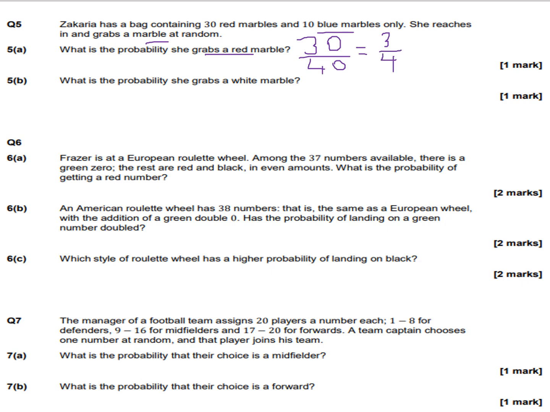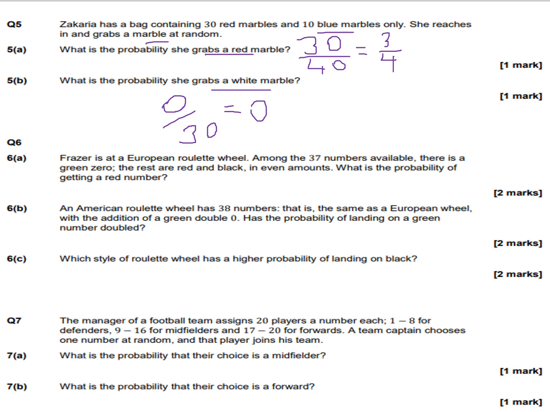For part B, what is the probability that she grabs a white marble? That'll obviously be 0 out of 40, because there are no white marbles there. So make sure, it is obviously trying to trick you there, because the bag has red or blue only. So the probability to get a white is going to be 0, because it's impossible for it to happen.